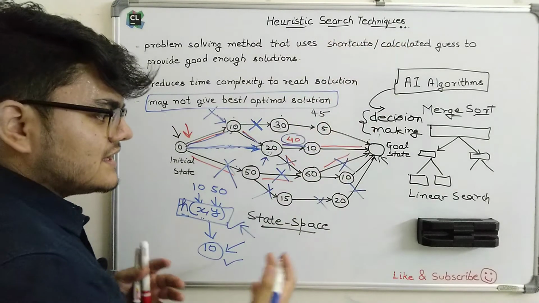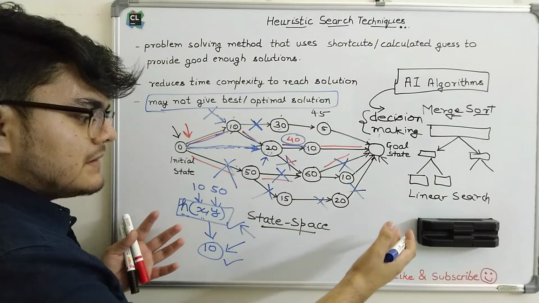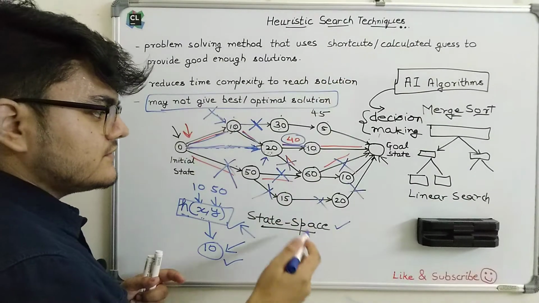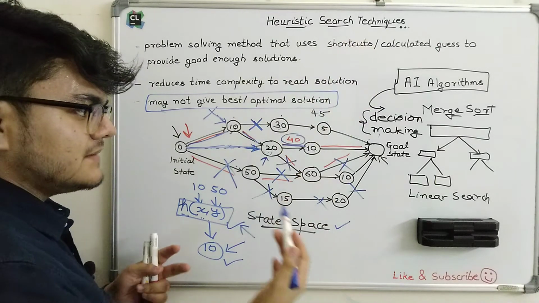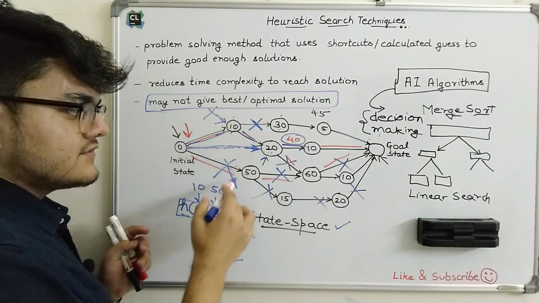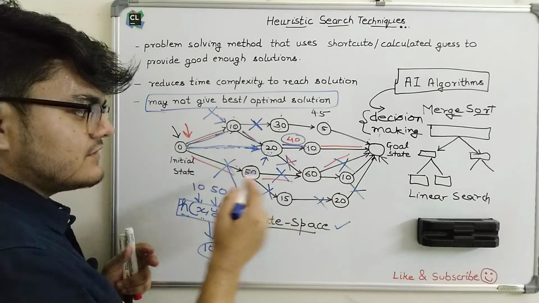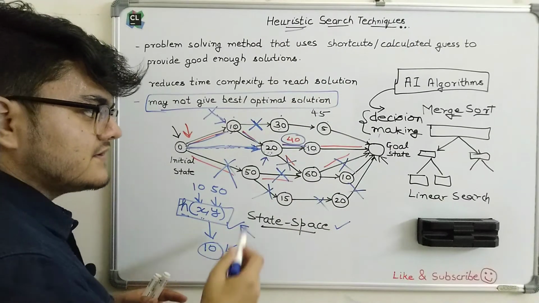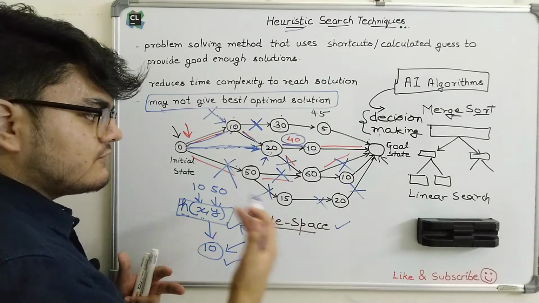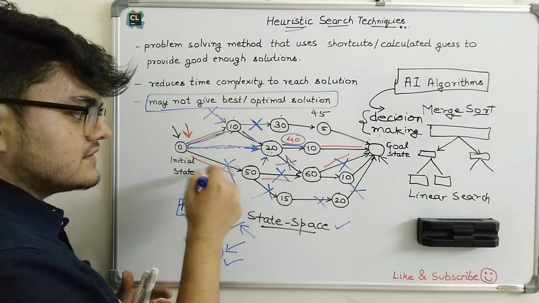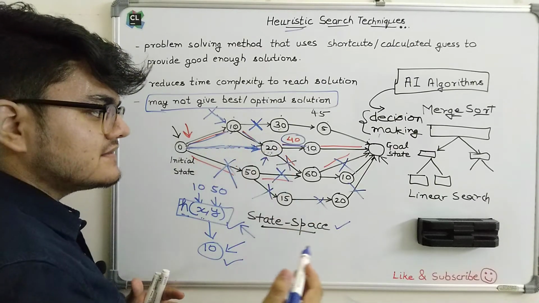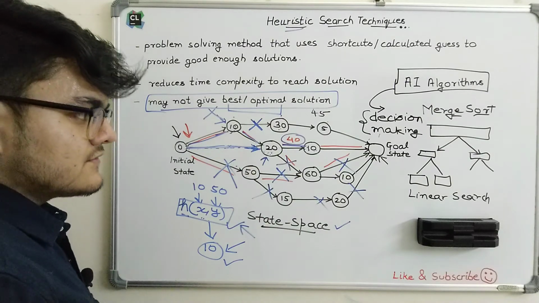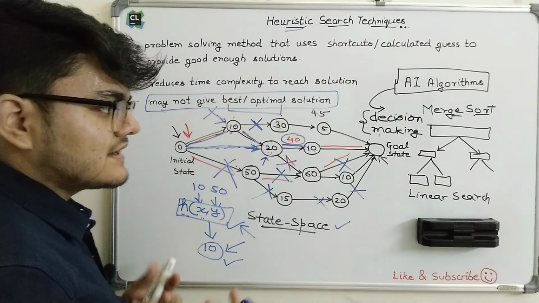It is a search technique because this is the whole problem and we are representing it in the form of a state space. We have to search through all these states to decide which path to take, and it is a heuristic search because we are using the heuristic value to make a move. What is the move? The move is to ignore the rest of the paths and consider the path that can reach the optimal solution. So this is how heuristic search techniques work.